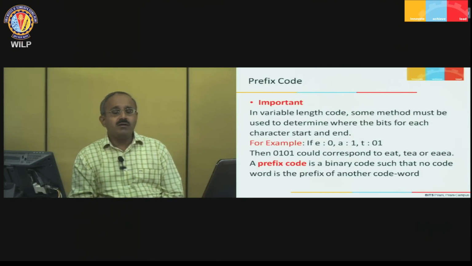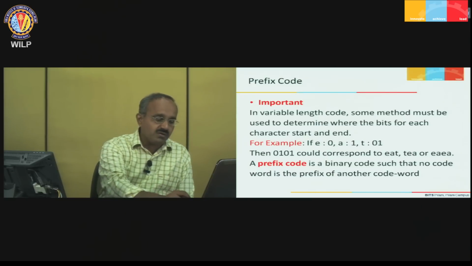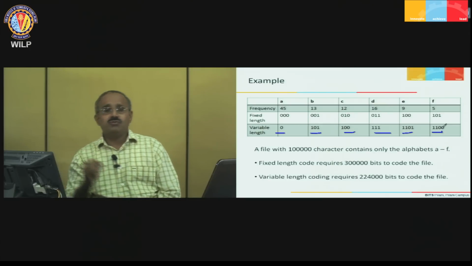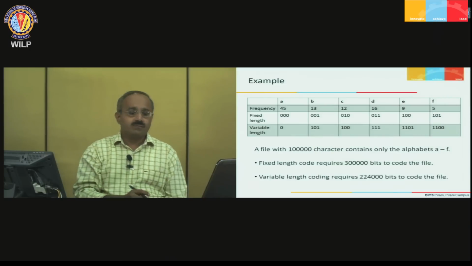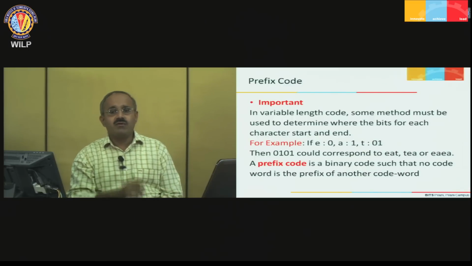One very important concept that we have used without noticing when we wrote down the codes here. The codes that we wrote down here have one very important property which makes them useful, and that property is what is called the prefix code.